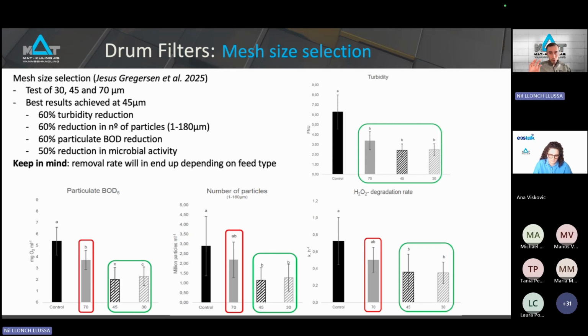In any case, I have a last remark on this one. Keep in mind that your removal rate will end up depending on your feed type. Feed type depends on the type of fish that you have, and also the size of your fish. If you use different species, for example marine species and larvae culture, then you will have a smaller feed size, and you won't have the same results as were found in this study.